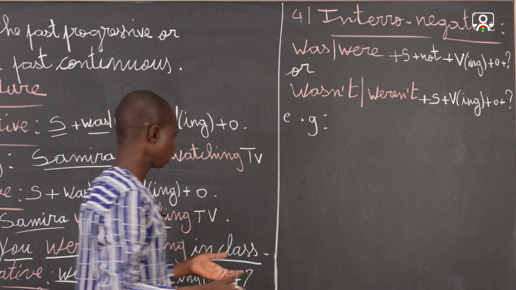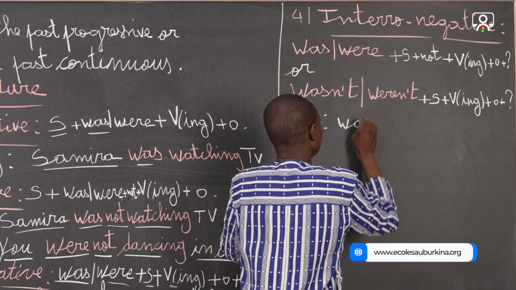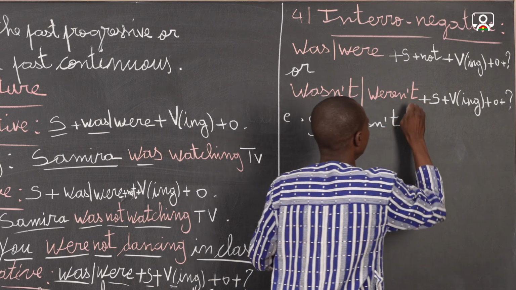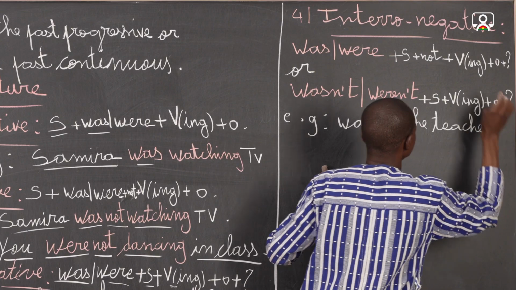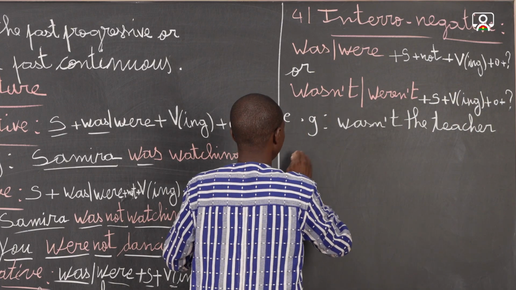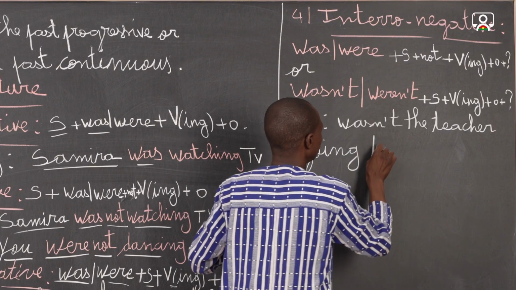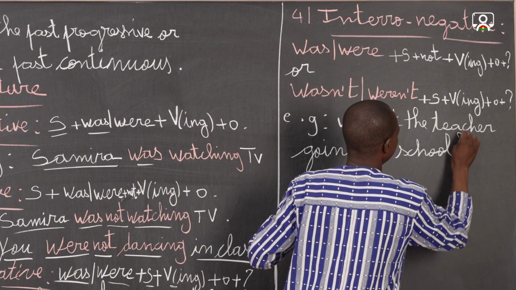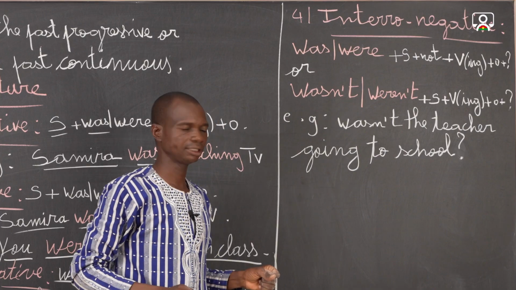Okay, let's try and give another example. Okay, here, then, wasn't the teacher going to school? Okay, this is a possibility with the contracted form.